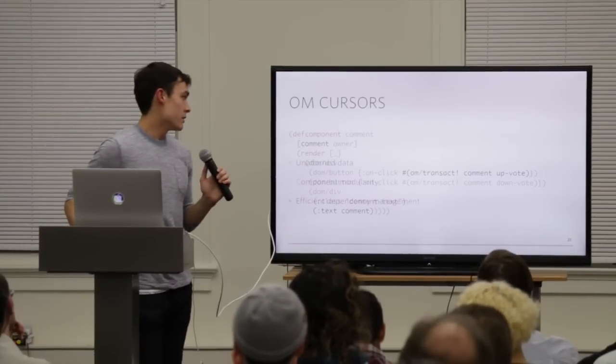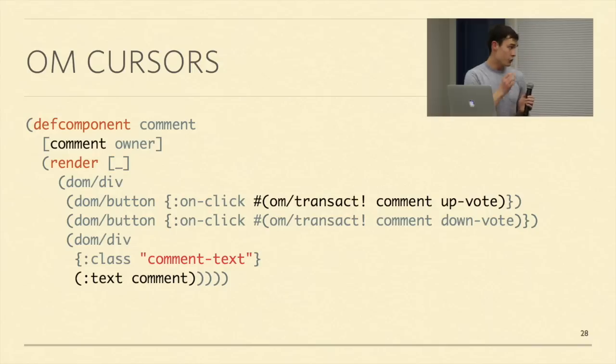So let's take an example of an Om cursor. Here we have a component for a comment in a comment thread. Some things to point out here is that this is a component that doesn't necessarily know about its greater context of where it is in the thread or whatnot. And say we have some buttons on here to upvote or downvote.